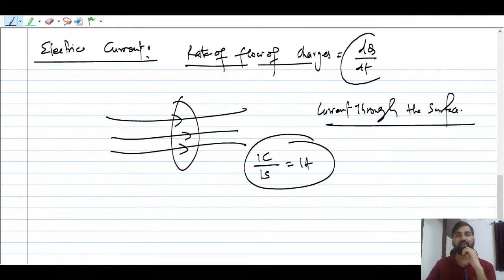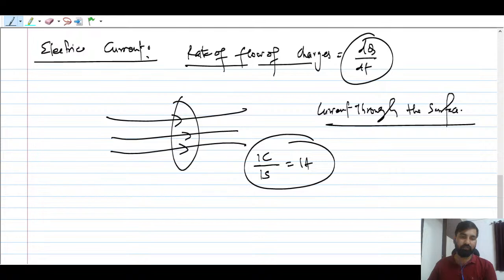So always remember, current is charge upon time, or the rate of flow of charge. This is the basic definition that one has to know. It is a very important definition. If you know this, you know what current is: how many charges are passing through an area you take in 1 second. That is very important to remember.